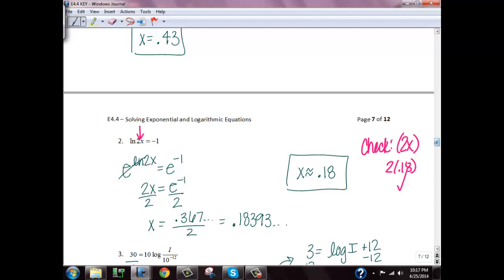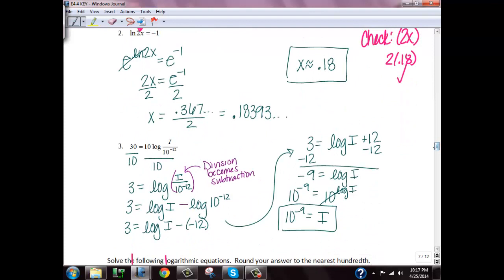Okay. And then number 3 was tricky. If y'all did it, I am proud of you. My lecture classes did not like this one. Again, there are about 15 different ways to work this problem, so if you didn't work it the way I did, that's fine.